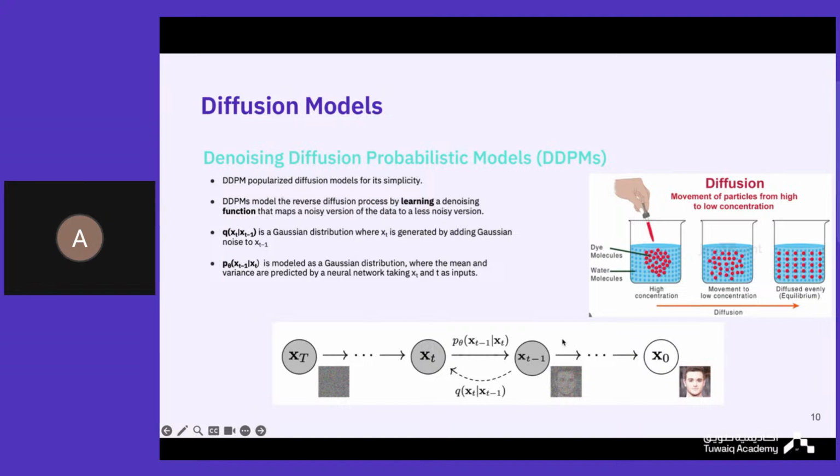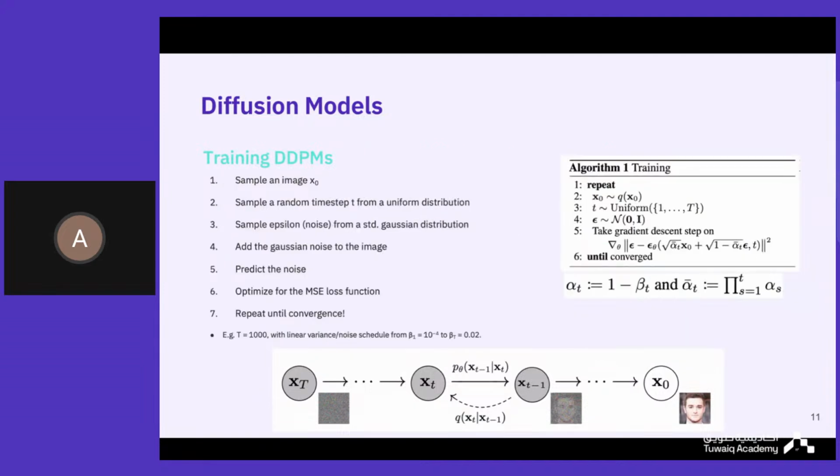And this is why we chose it to be Gaussian, because we have closed form solutions for these, and it's much easier for us to deal with those. So let's take a look in detail at how the training process actually works. Just look at the algorithm here on the right side.